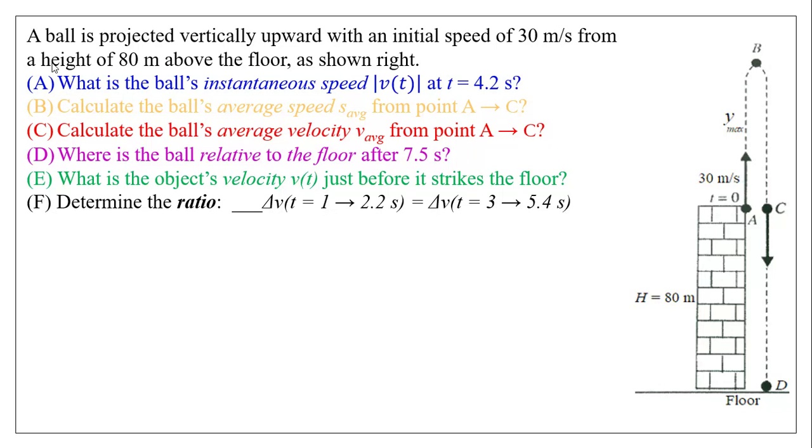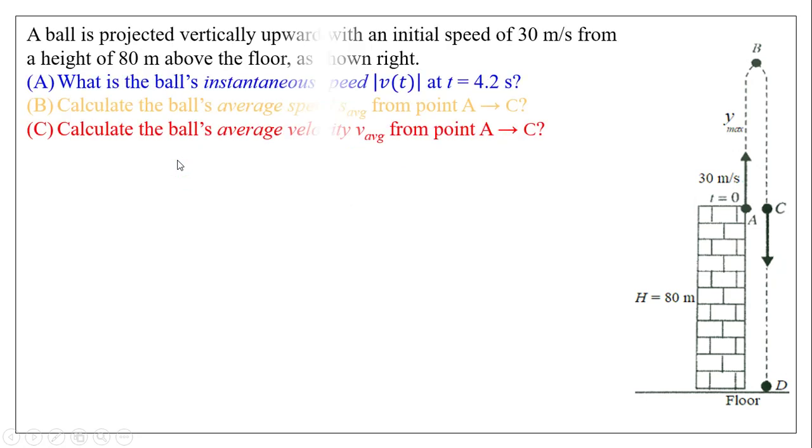So this is part 2 of this particular problem. Here we go. There are different parts A, B, C, D, E, and F now. So follow along. Same diagram, an object being projected 30 meters per second upward from the top of a building that is 80 meters tall. Here's point A, B, C, D. All right, let's knock it out. Let's do parts A, B, C on this particular slide.